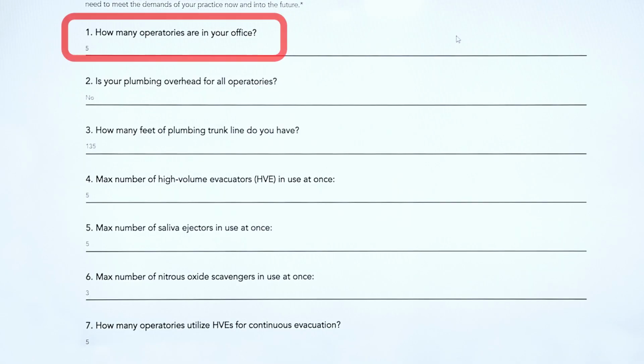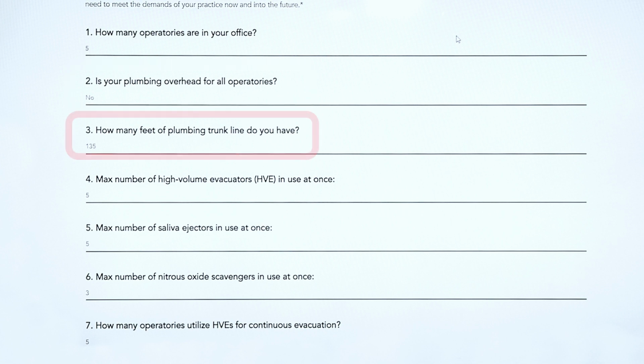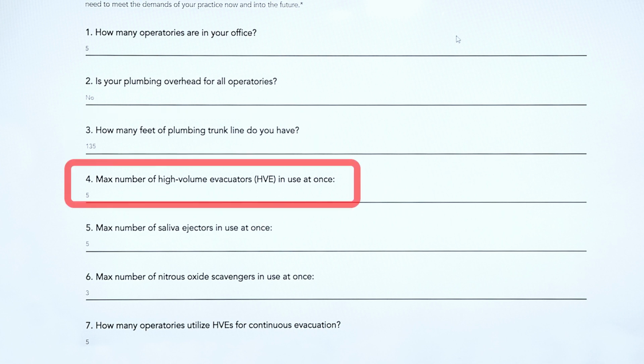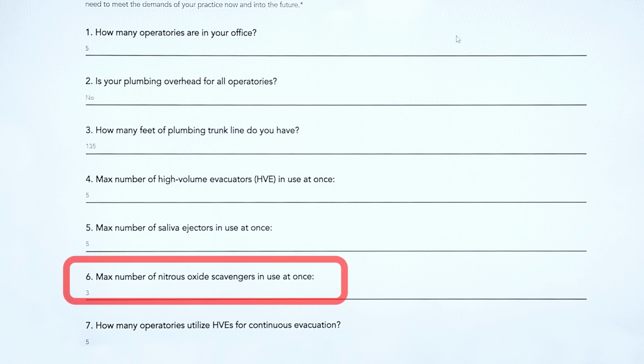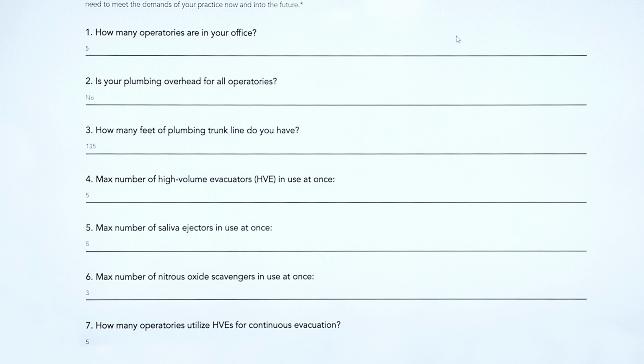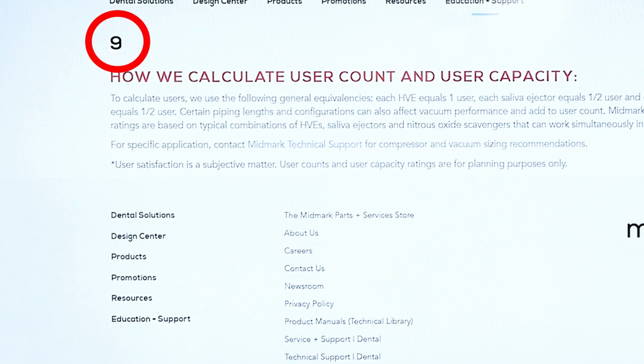How many operatories are in your office? 5. Is your plumbing overhead for all operatories? No. How many feet of plumbing trunk line do you have? 135. Max number of high volume evacuators? 5. Max number of saliva ejectors in use at once? 5. Max number of nitrous oxide scavengers in use at once? 3. How many operatories utilize HVEs? 5. No expansion. We have a total user count of 9.